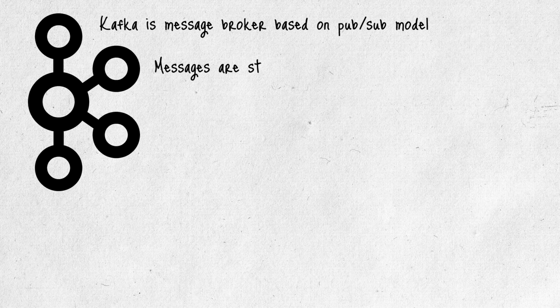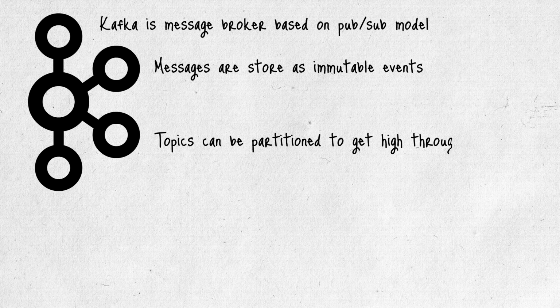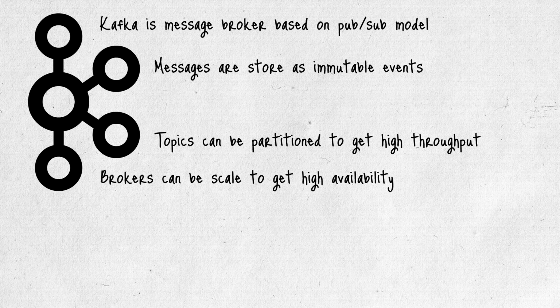What have we seen so far? Well, Kafka is based on the publisher and subscriber pattern. Messages are always stored as immutable events. Topic partitions provide high throughput. Adding nodes in the broker provides high availability.